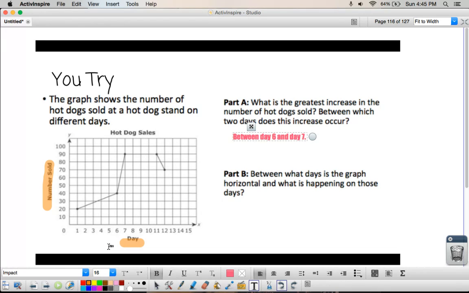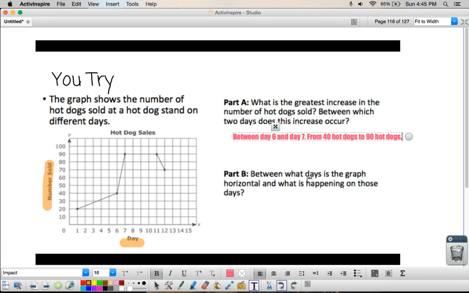Between day 6 and day 7. And what is that increase? It goes from 40 to 90. So from 40 hot dogs to 90 hot dogs in a day.